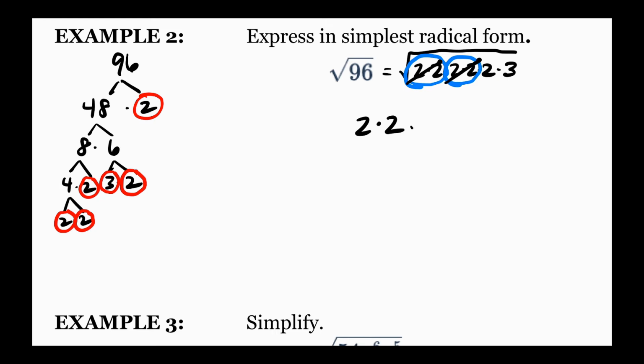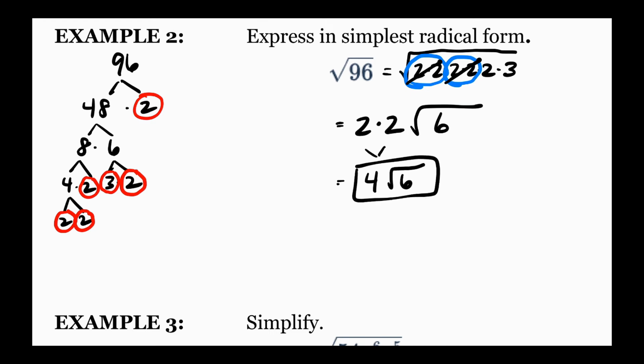On the inside, I have 2 times 3, which is just 6. Multiply the 2's in the front. I get 4 times the square root of 6. 3 and 2 had to stay because they didn't have pairs.